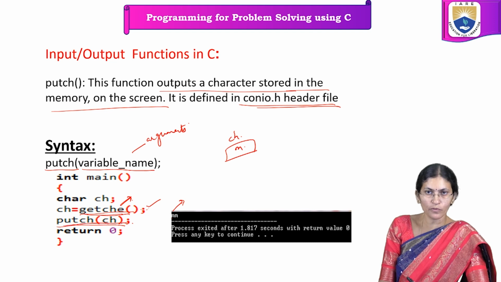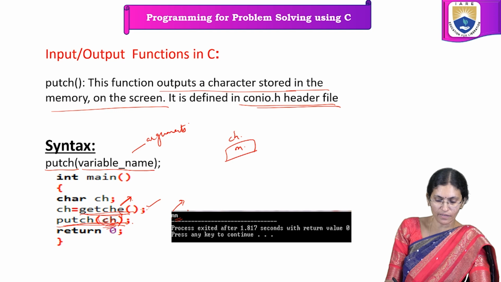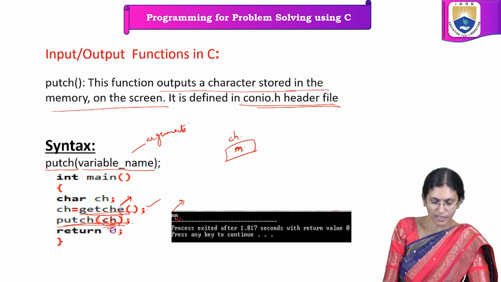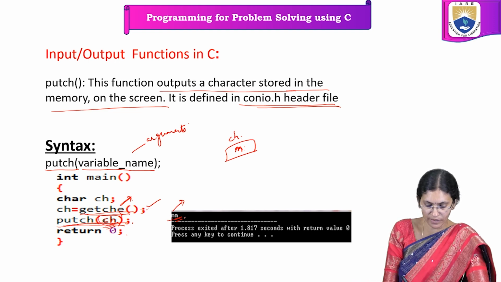Now we have used putch. Inside it, the value of ch is the argument here. So ch will be displayed. The same value will be displayed here. We have entered m for ch, and the same will be displayed. After that, there are no statements to be executed, so the program will come to an end. That's why this will be the output of this program.